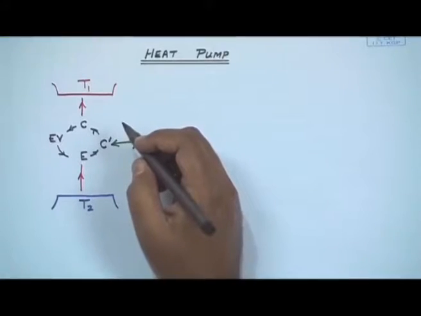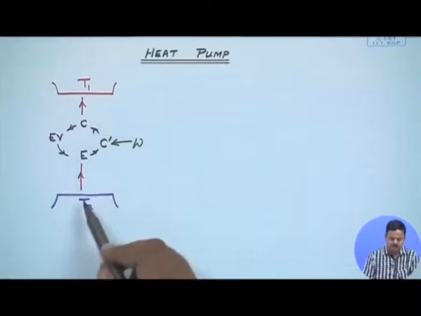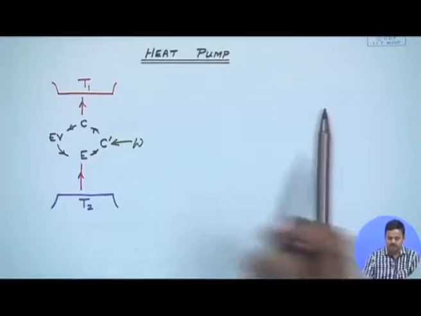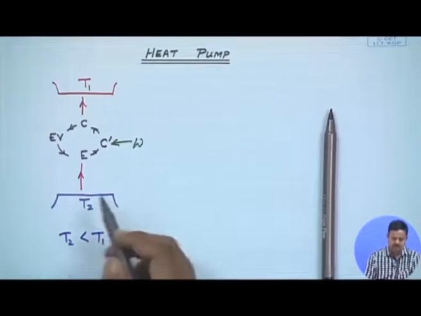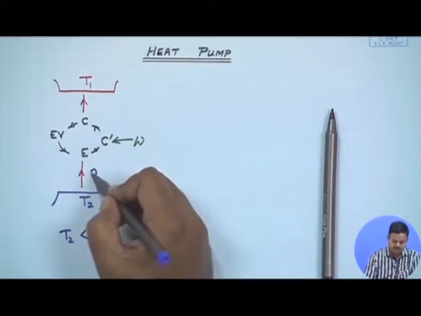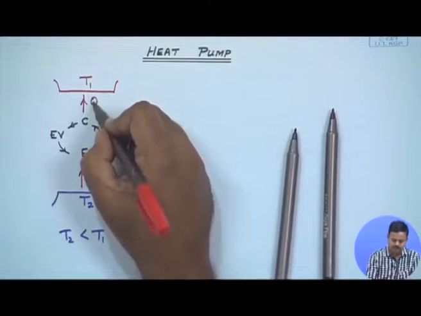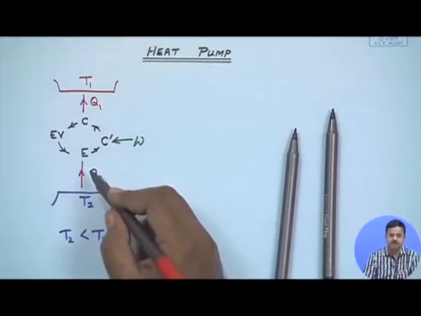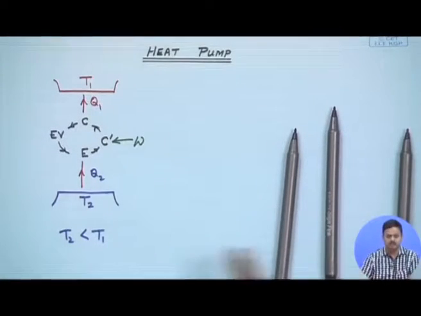This is the same schematic as we saw in the PowerPoint slide. T2 is definitely lower than T1, so let us make that very clear: T2 is lower than T1. This movement of Q2, being extracted from T2 and rejected to T1, would not have been possible unless we did this external work W.